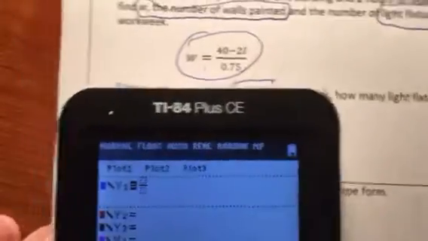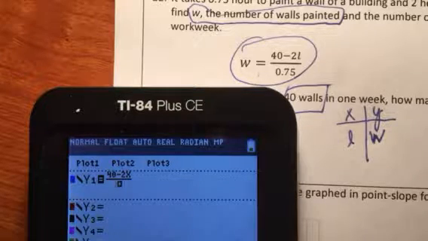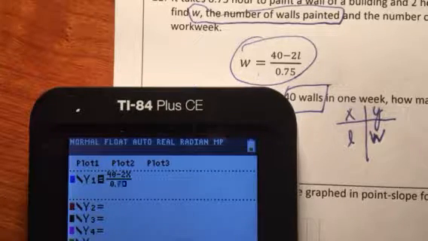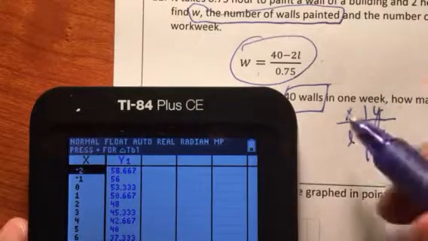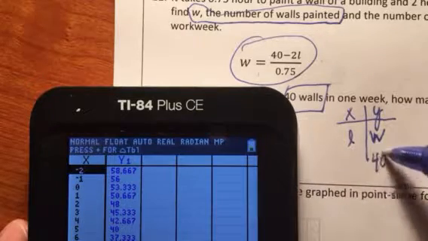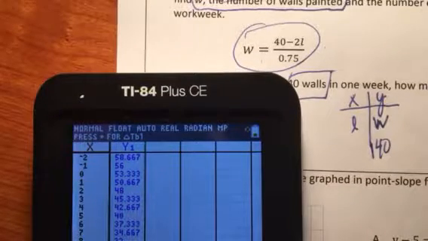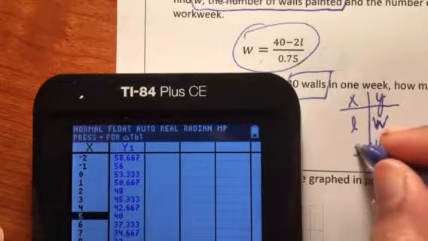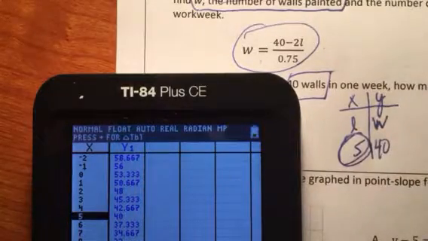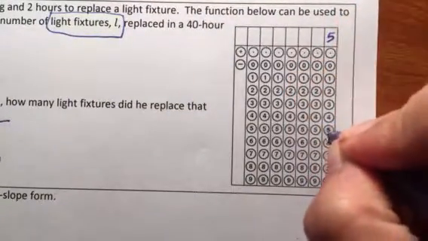I'm going to type in 40 minus 2, and I'm going to put X because I can't put L, and I can't put the 0.75. And now I'm going to go to second graph. Now, it's telling us that the walls are 40. So if we paint 40 walls, how many light fixtures will have been fixed? So if you go down, here's 40, across from it is 5. So there's our answer. 5 light fixtures will be fixed. So I would write in 5 and bubble in my answer.